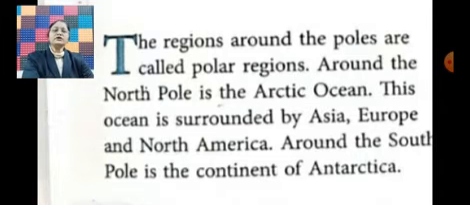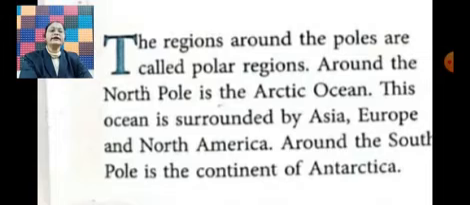Around the South Pole is the continent of Antarctica. साउथ पोल के पास एंटार्क्टिका कॉन्टिनेंट है. नॉर्थ पोल के पास आर्टिक ओशन है एंड आर्टिक ओशन इज सराउंडेड बाय एशिया, यूरोप एंड नॉर्थ अमेरिका.